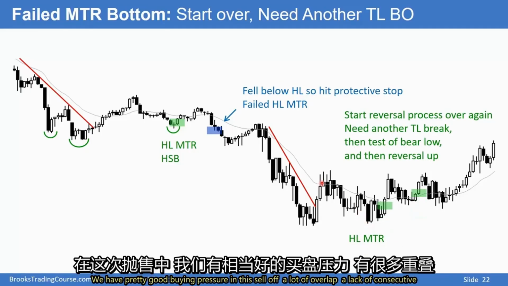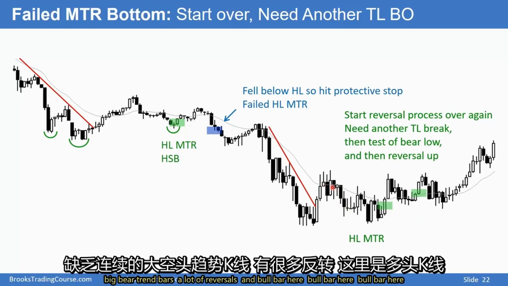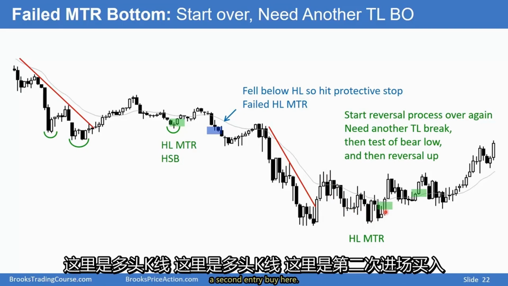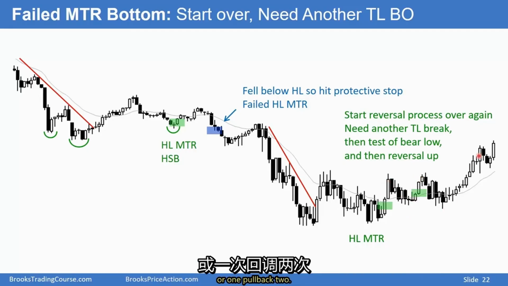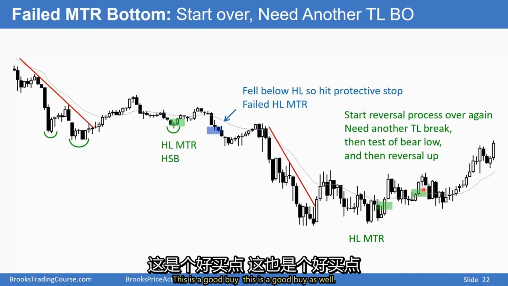We have pretty good buying pressure in this sell-off, a lot of overlap, a lack of consecutive big bear trend bars, a lot of reversals, and bull bar here, bull bar here, bull bar here, a second entry buy here. This is a higher probability trade for at least a couple legs up, one pullback two, or one pullback two. This is a good buy. This is a good buy as well.